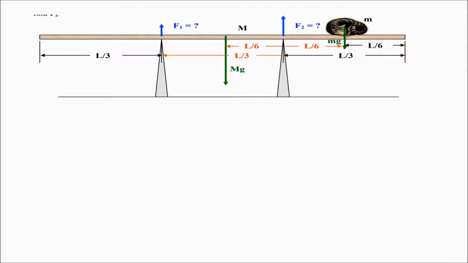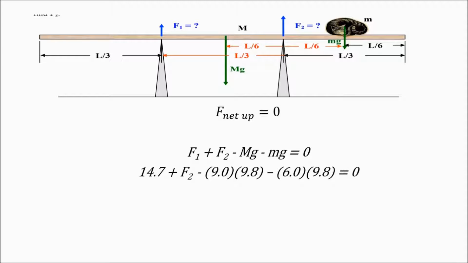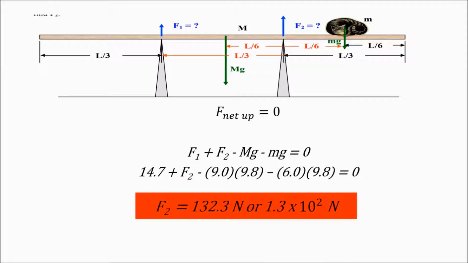Now apply the force equation. Force net up is equal to 0. So the equation is F1 plus F2 minus the mass of the plank times gravity minus the mass of the cat times gravity is equal to 0. Substituting the values, the magnitude of F2 is equal to 132.3 or 1.3 times 10 to the second power newtons in correct significant figures.